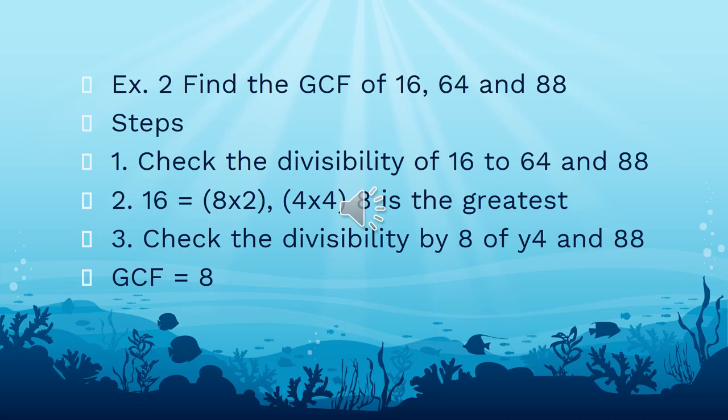So we proceed to the factors of 16, and these are 8 and 2, and also 4 and 4. The greatest among these factors is 8. So we check the divisibility of 64 and 88 by 8. 64 is divisible by 8, and 88 is also divisible by 8. So the GCF of 16, 64, and 88 is 8.